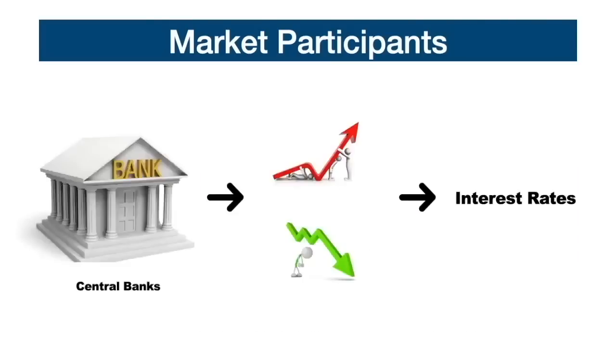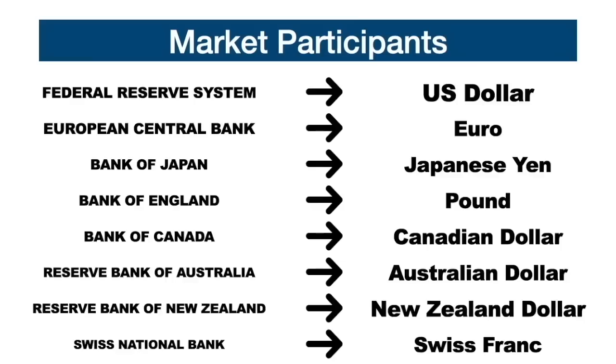Central banks are the most important participant in this market together with governments. Central banks have the power to decide whether to raise or lower interest rates, and the market as a result will immediately start moving sharply. The central banks we refer to are the Federal Reserve System, the European Central Bank, the Bank of Japan, the Bank of England, the Bank of Canada, the Reserve Bank of Australia, the Reserve Bank of New Zealand, and the Swiss National Bank.